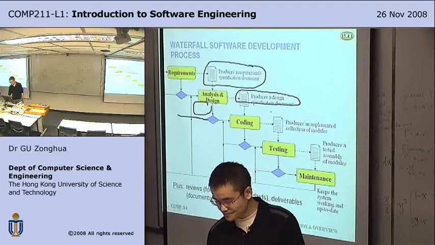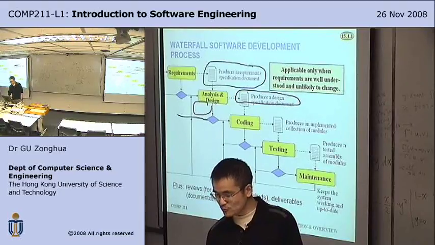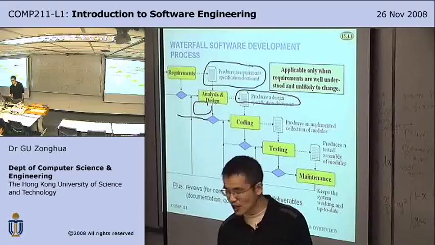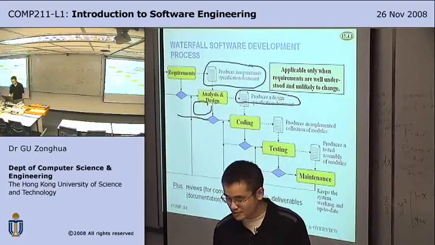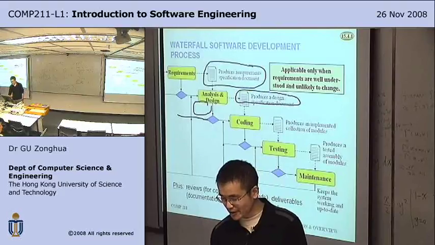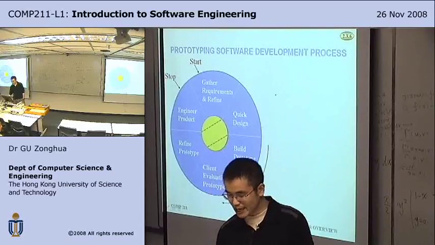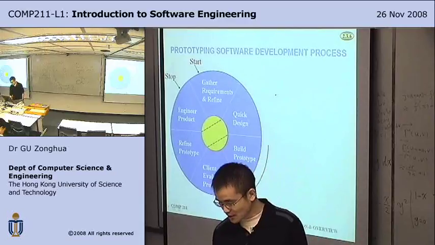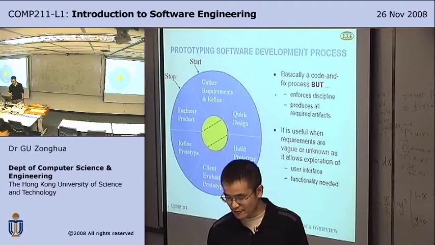So this is applicable only when requirements are well understood and not likely to change. Because it's a waterfall, you cannot fall upwards. So you cannot modify the requirements. That's very rigid. So prototyping is when you do a quick design, build a prototype, client evaluates the prototype, refine it, and then go through the iterations and refine the prototype.